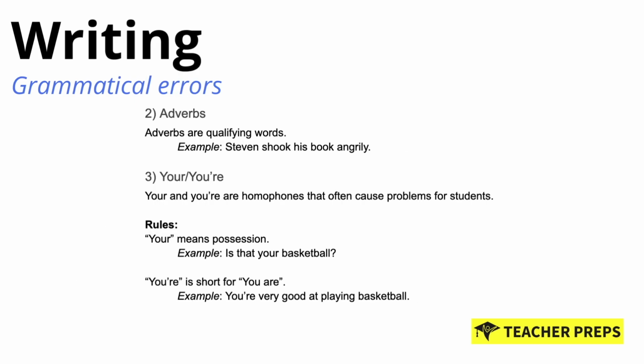Now we have our writing grammatical errors. First are adverbs. Adverbs are qualifying verbs, and the example we have here is Stephen shook his book angrily. Next, your versus you're. Your and you're are homophones that often cause problems for students. Rules here: your means possession, Y-O-U-R. Now the example is, is this your basketball? Versus you're, Y-O-U apostrophe R-E, is short for you are. And the example is, you're very good at playing basketball. And the rule, of course, is if you can put in you are as opposed to your, then it works.